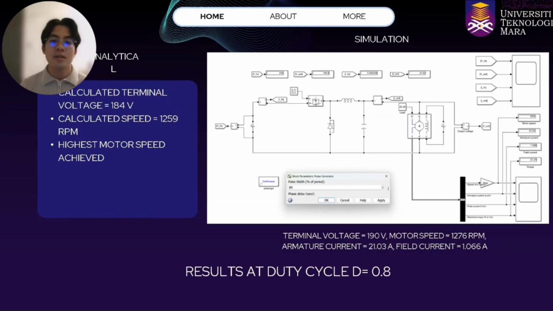Lastly, we did a simulation and calculation at duty cycle of 0.8. At terminal voltage for calculation, we got 184 volt, while in the simulation we got 190 volt, almost the same. Calculated speed at analytical, we got 1259 RPM. And for the motor speed at simulation, we got 1276 RPM.